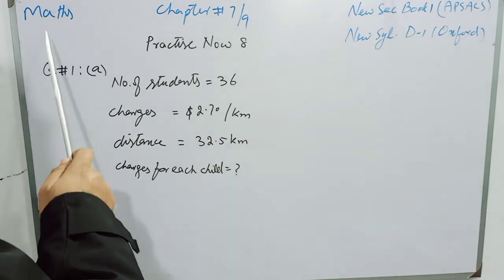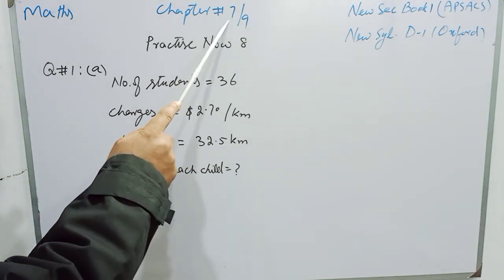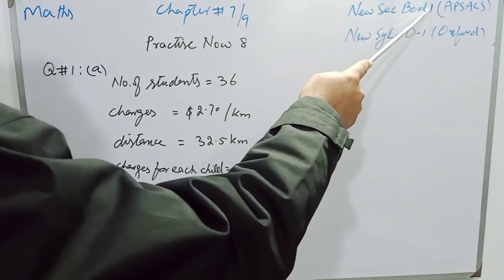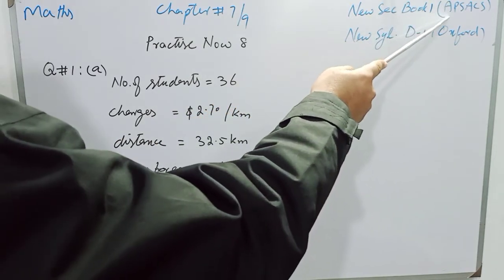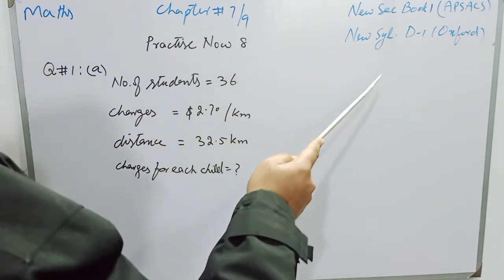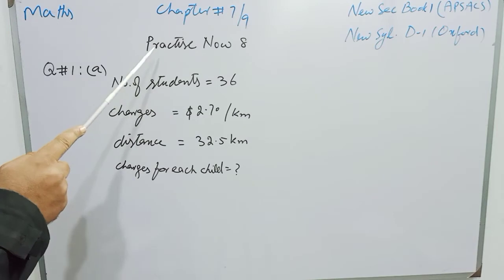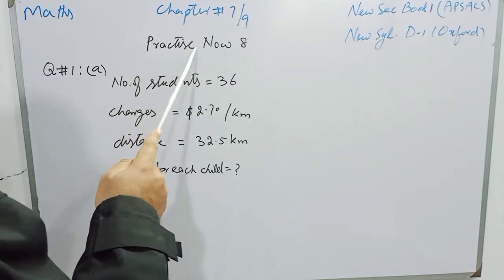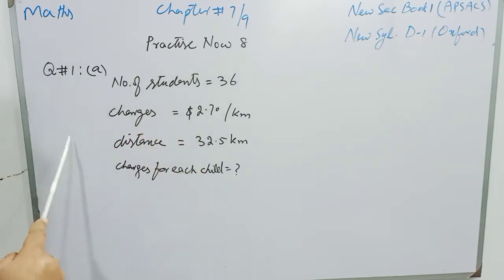Dear students, mathematics, chapter number 7 for New Secondary Book Mathematics. Abstract students, class 6 and chapter number 9, New Syllabus Mathematics D1 for A level O level students, 7th edition, and Practice Now 8 is question number 1A part.